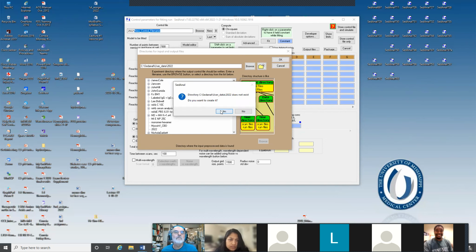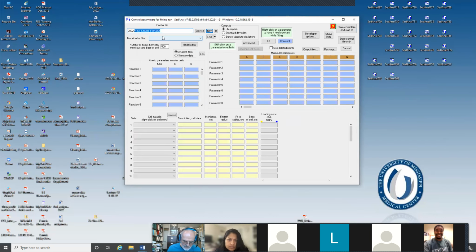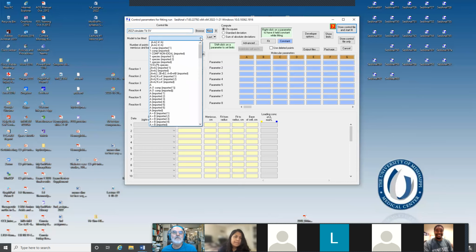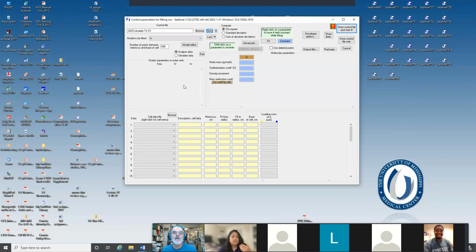I want to create it, and then I'm going to say simulate tubulin SV. So I'm going to simulate a protein, tubulin, by sedimentation velocity. The model that I'm going to use is a monomer model, so I'm just going to call it A. I'm going to collect 500 data points.